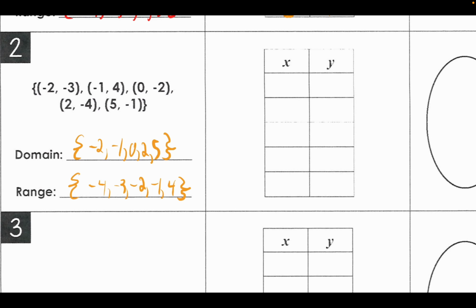Then as we make our table, we don't have to worry about any ties like we did before, but I am going to emphasize that line there. And then I'm going to write my x values from least to greatest with the y values going with their corresponding ordered pair. So since -2, -3 is part of an ordered pair, -3 goes next to -2, even though it's not the smallest y value. And so then next would be -1, 4, 0, -2, 2, -4, and 5, -1.